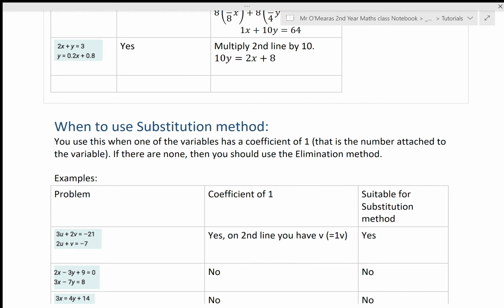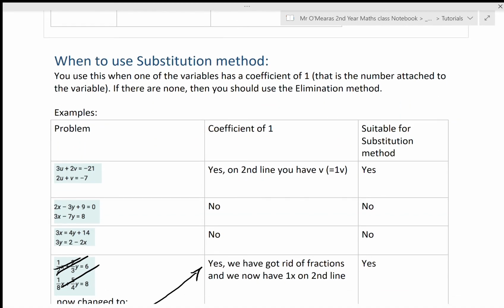If there are none of the variables that has a 1 in front of it, then you should use the elimination method. Okay, so again we look down through all of our examples and see. So we have 3u plus 2v equals minus 21. This is the same example as we had before. On the second line you see we have v on its own, which is basically a 1v. So yes, that is suitable for the substitution method.